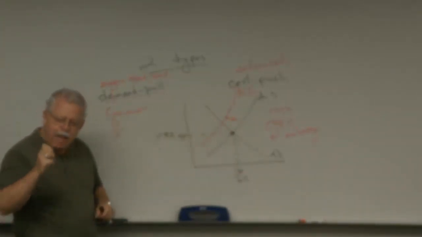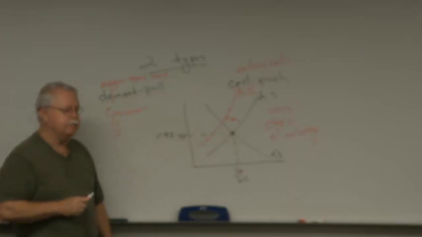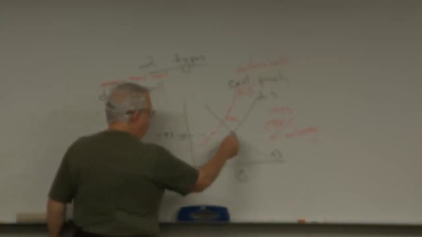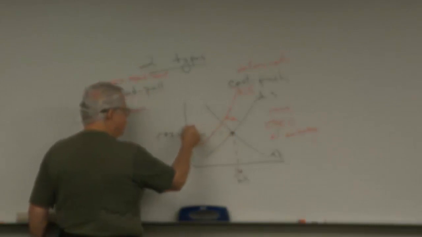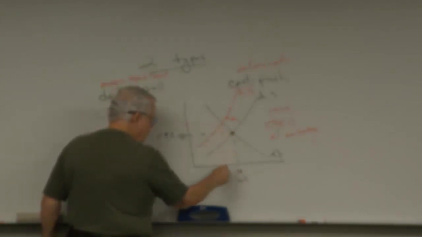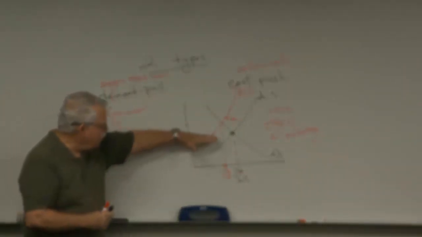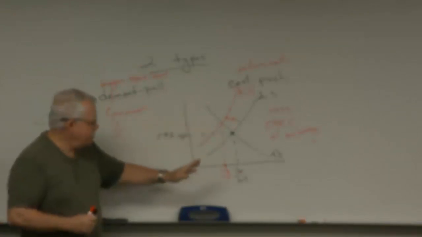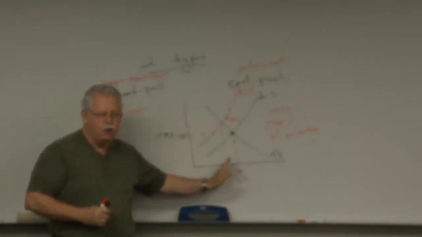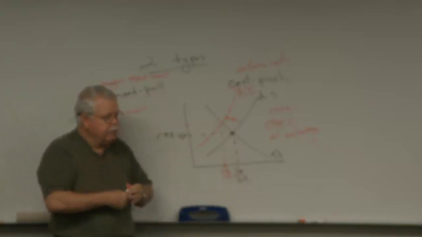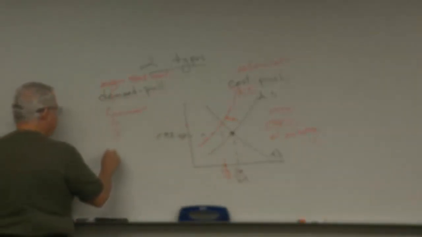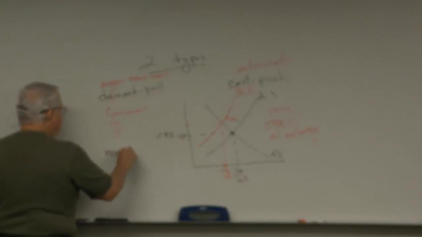Look at the graph. What's the bad news about cost push inflation? Exactly. Not only did prices go up, but you produced less stuff. That's the worst possible scenario. You have inflation. At the same time, you have what we're going to call recession, a shrinking economy. When you have a recession, for recession, think the word unemployment.